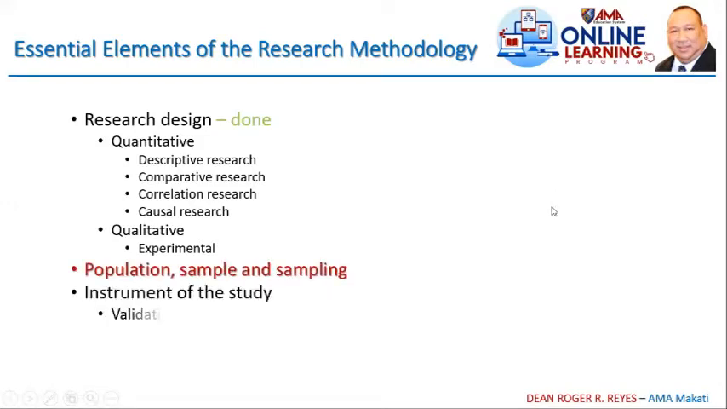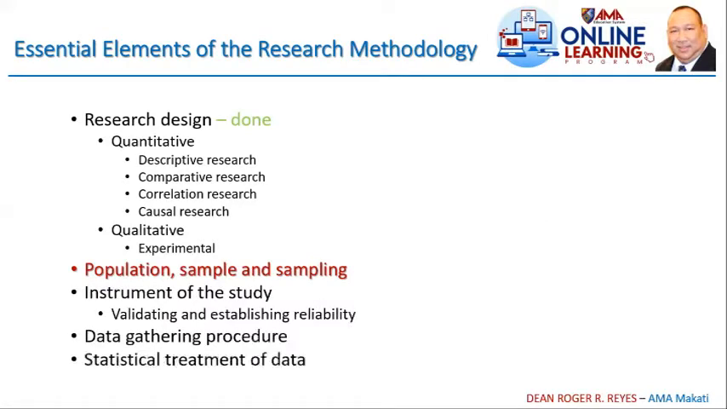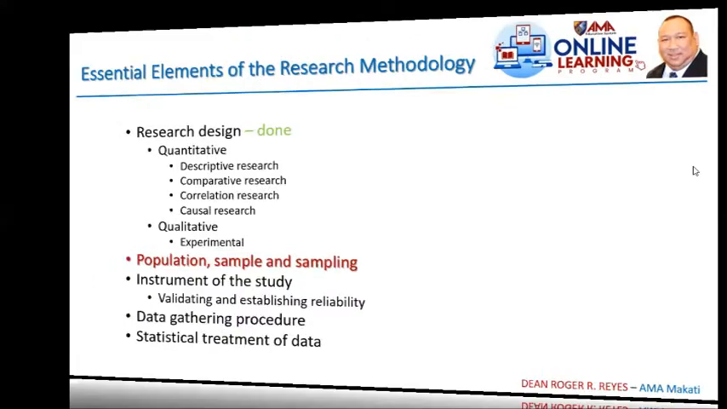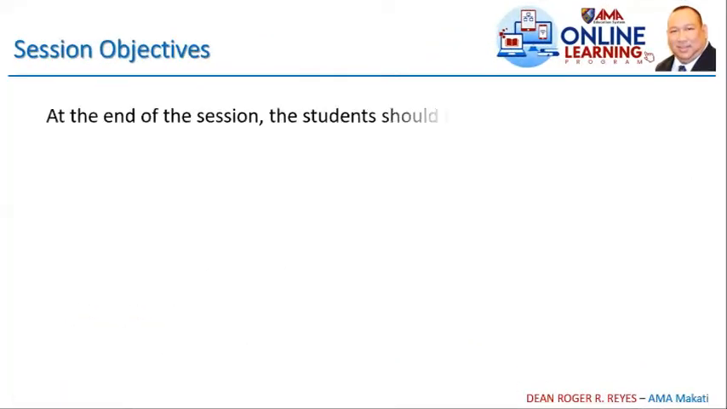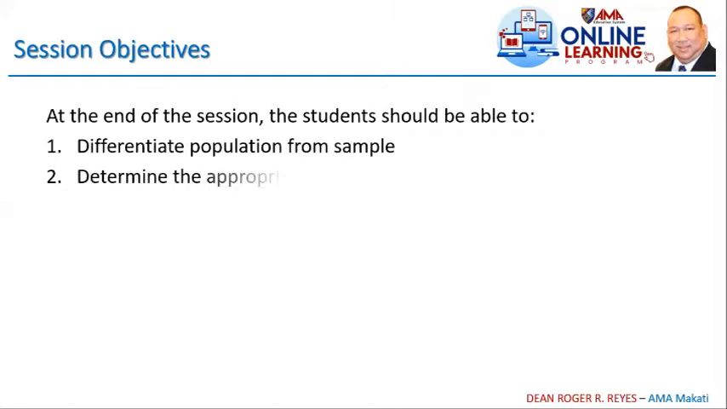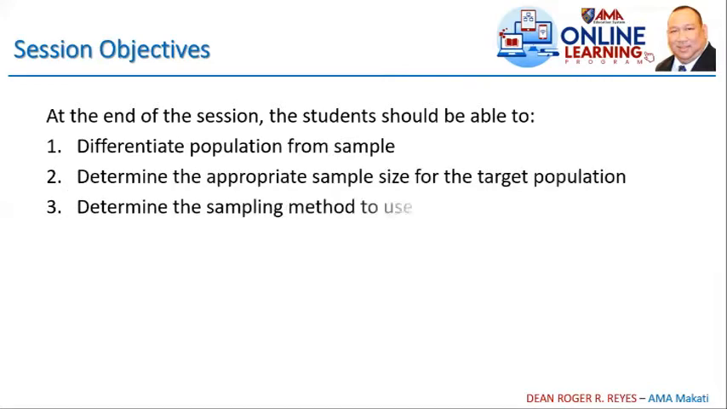Now, we will be discussing the population, sample, and sampling technique. And actually, these are the contents or the essential elements of your chapter. So let us now proceed. At the end of the session, the student should be able to differentiate population from sample, determine the appropriate sample size for the target population, and determine the sampling method to use in your thesis.